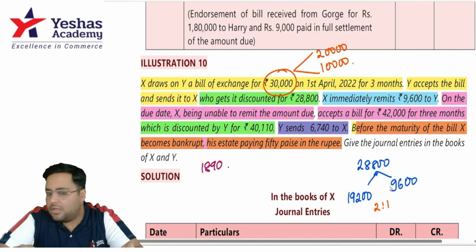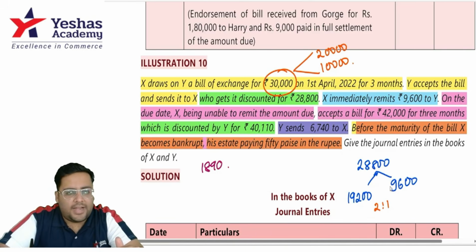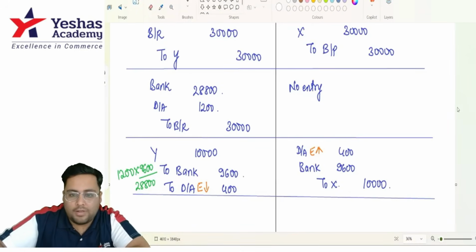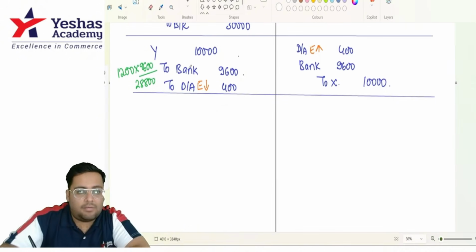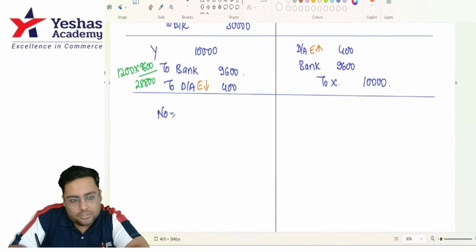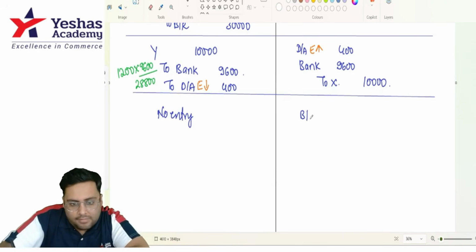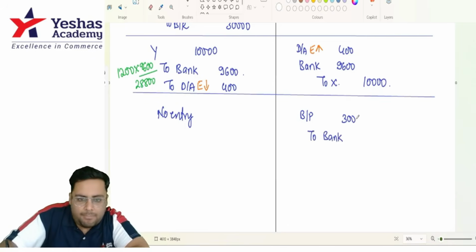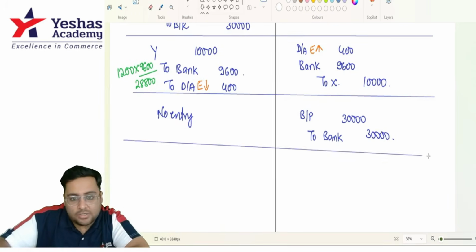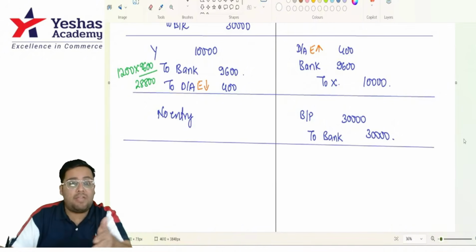Pink paragraph. On the maturity date, on the due date, X is unable to remit the amount due. X is not able to pay the money. Who will pay the money to the banker? Y will pay the money to the banker. On the maturity date, there is no entry in the books of X. Y went and paid the money to the banker. What will we record? Bill payable account debit to bank. How much will Y pay? 30,000. Please remember, Y was supposed to pay only 10,000, but Y went and paid 30,000. Why? 20,000 paid on behalf of X. X is unable to pay the money, Y has to pay.